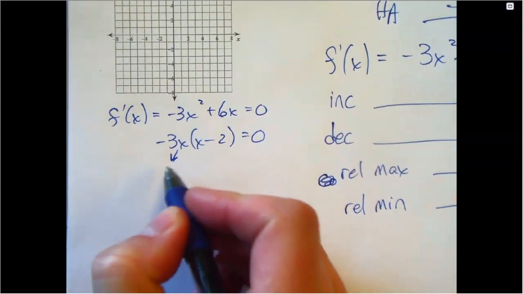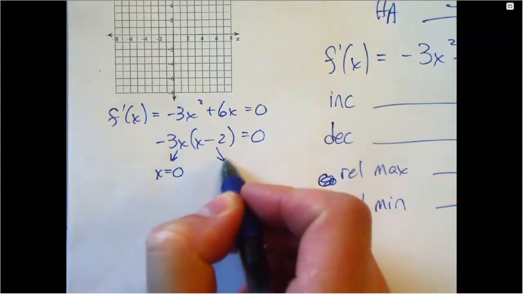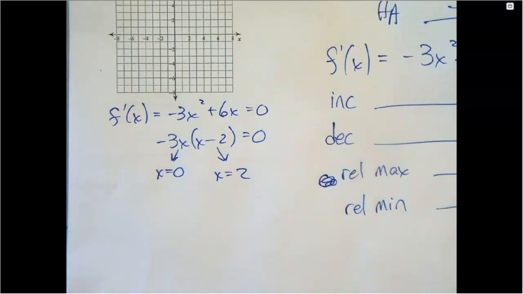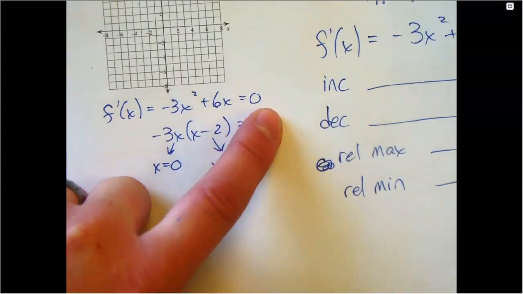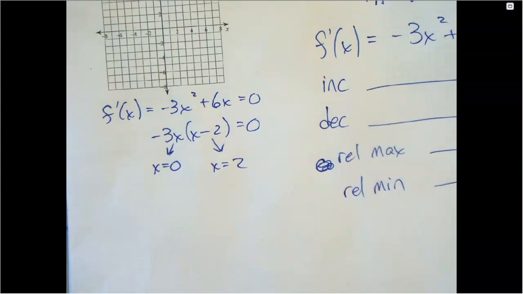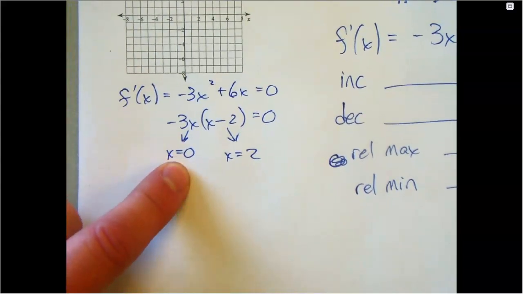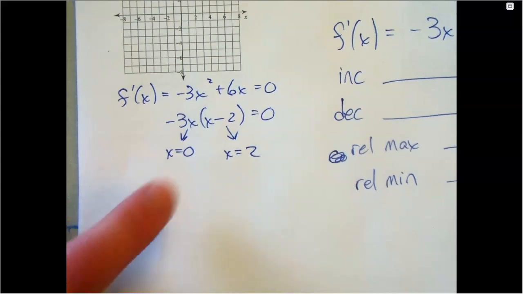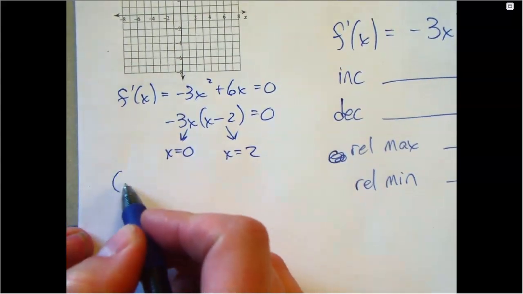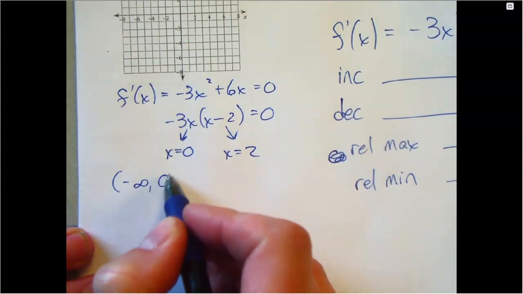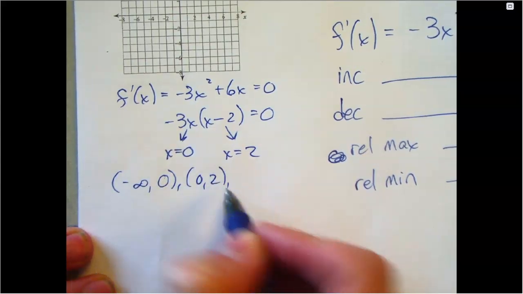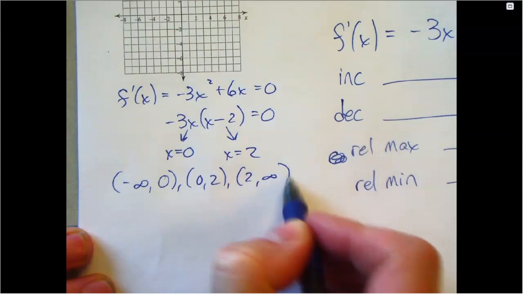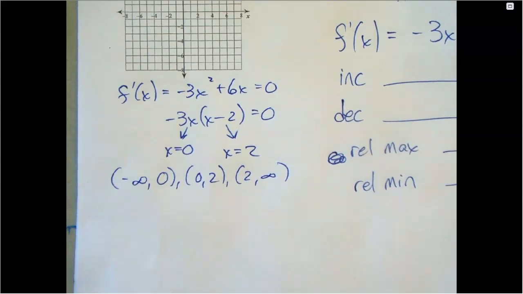All right, so set that equal to 0. Get x equals 0. Set that equal to 0. Then get x equals 2. But if you had subtracted 6x and then canceled the x, you just eliminated that x equals 0 answer. So factoring is better than that. So that tells me where to put my intervals. I'm going to build around those 2 points. That really helps.